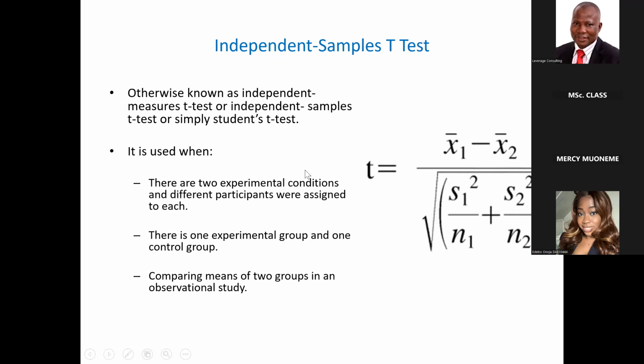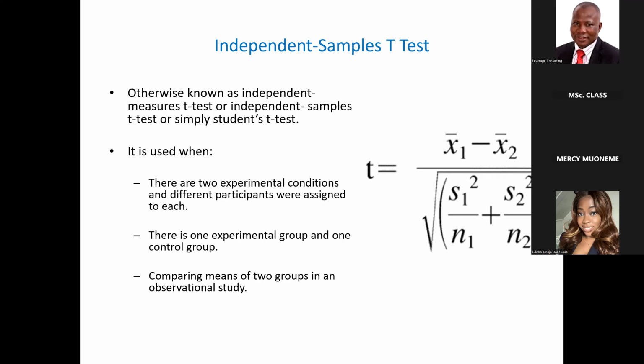Let's move to the next one. Independent t-test now, otherwise known as independent measures t-test, independent sample t-test, or simply student t-test. When you say student t-test, this is what you usually mean, because the person who invented the t-test, Gosset, published it for two independent groups. Other people later also used it for one sample and for paired samples.